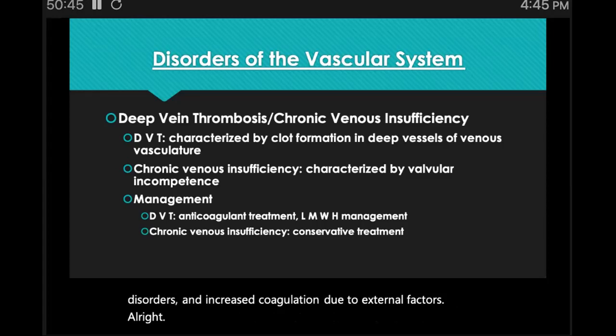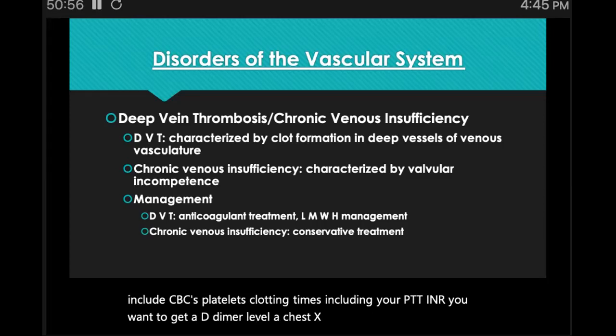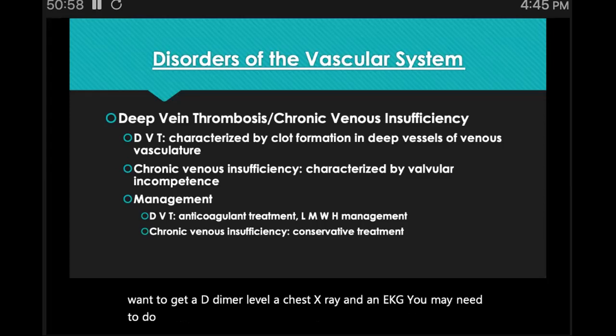So treatment plans with DVTs would include, diagnostics would include CBCs, platelets, clotting times, including your PT, PTT, INR. You want to get a D-dimer level, a chest X-ray, and an EKG. You may need to do an ultrasound of the leg or whichever leg, both legs if necessary.